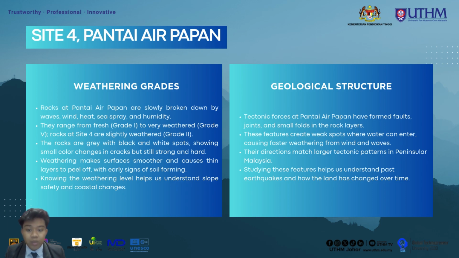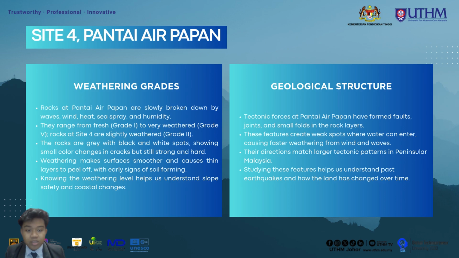The rocks are grey with black and white spots, showing small color change in cracks but still strong and hard. Weathering makes the surface smoother and causes thin layers to peel off, with early signs of soil forming. Knowing the weathering level helps us understand slope safety and coastal change.